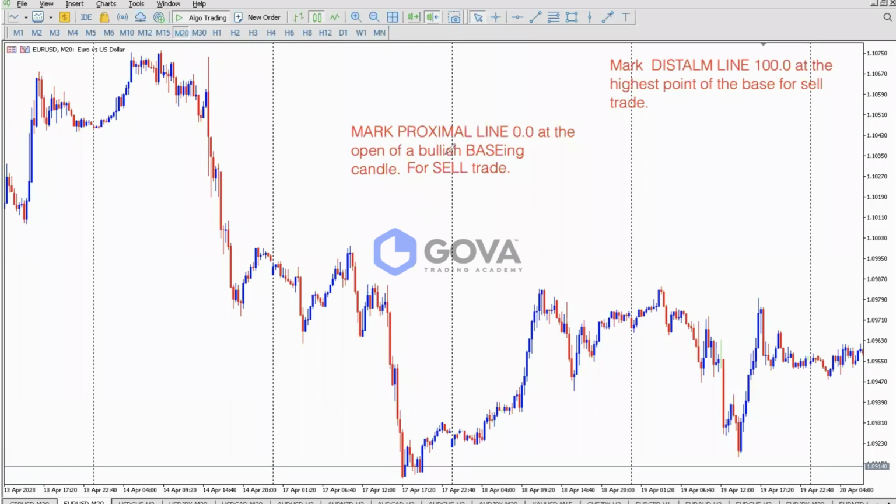For a proximal line, remember it says mark the proximal line at the open of a bullish basing candle. Now, how many bullish candlesticks do we have in this box? If you notice, we have 1 bullish candle, 2, 3, and 4 bullish candlesticks. Now, we all know that bullish candlesticks usually open from the bottom.